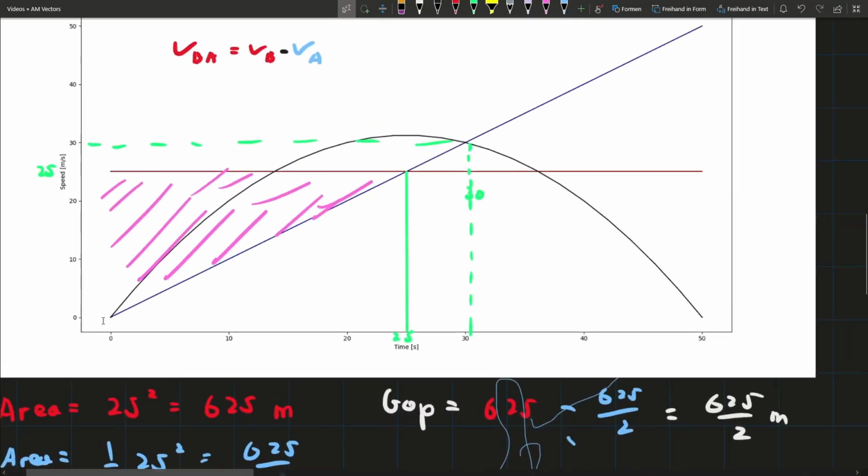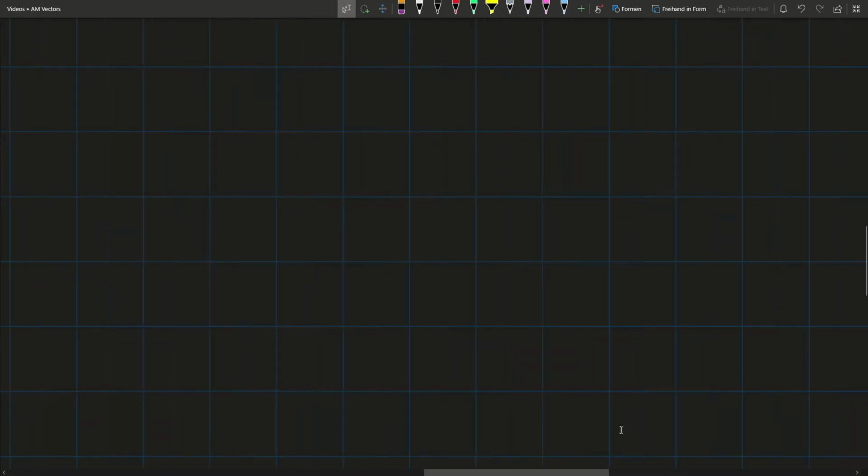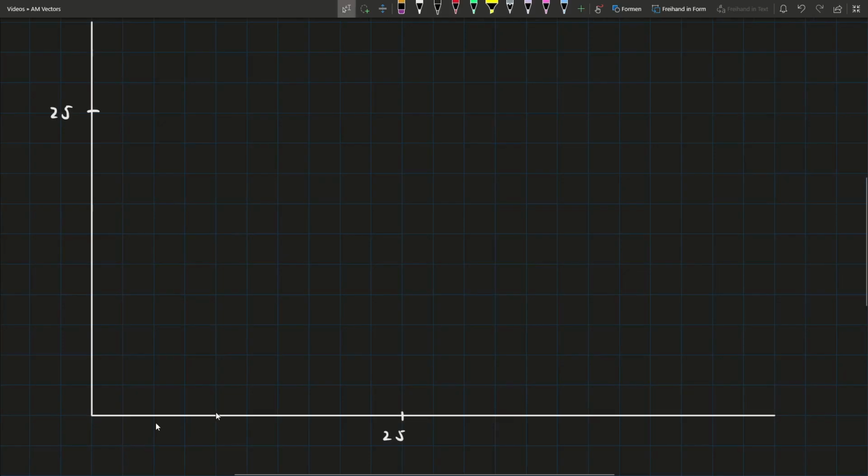So you can start up here. And then as this gets faster, we'll have 25, for example, here, minus about 10 here. That'll give us a relative velocity of 15 after 10 seconds. So 10 seconds is here, and 15 would be about here. So this point, and this is 10.